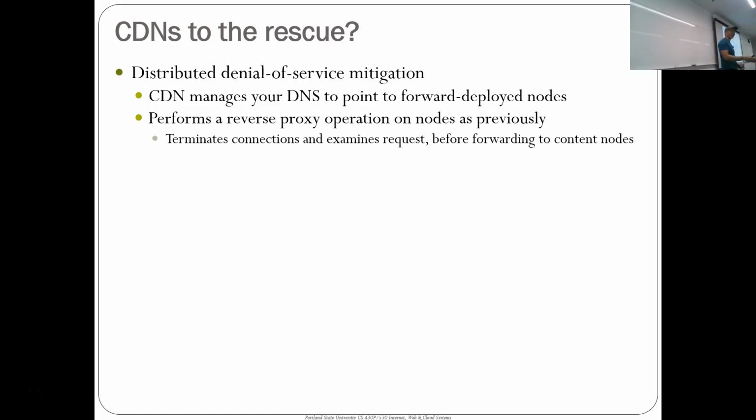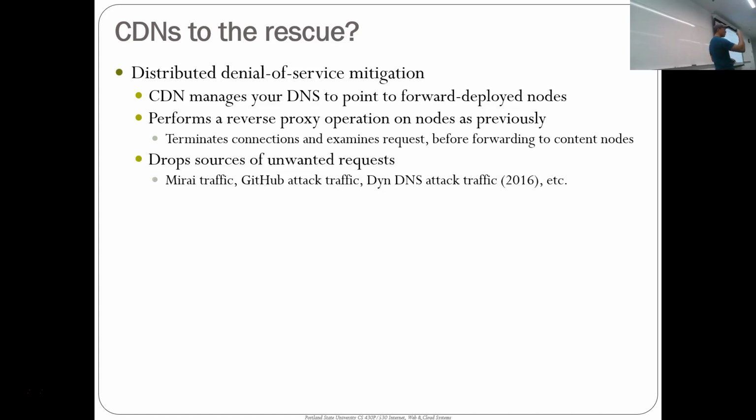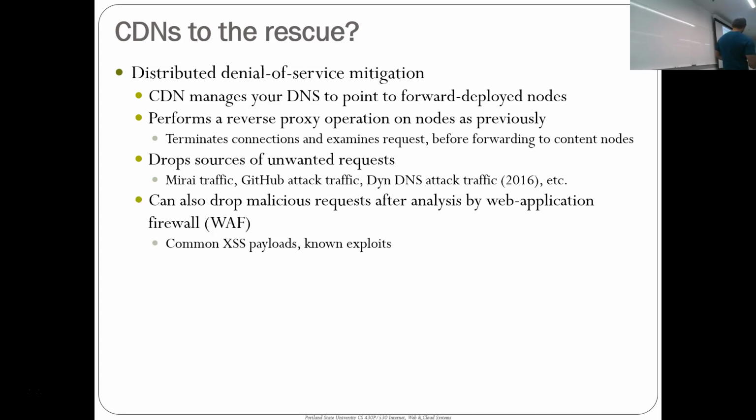You're going to do the handshake, you're going to get the request, you're going to see who it's from, and then you're going to decide whether or not to process that or drop it. So that's what's going on, and it's using the exact same mechanism I just showed you earlier. So you can drop your Mirai traffic, your GitHub traffic, your Dyn DNS traffic, that was pointed at Krebs actually, I think. And you can also drop these malicious requests.